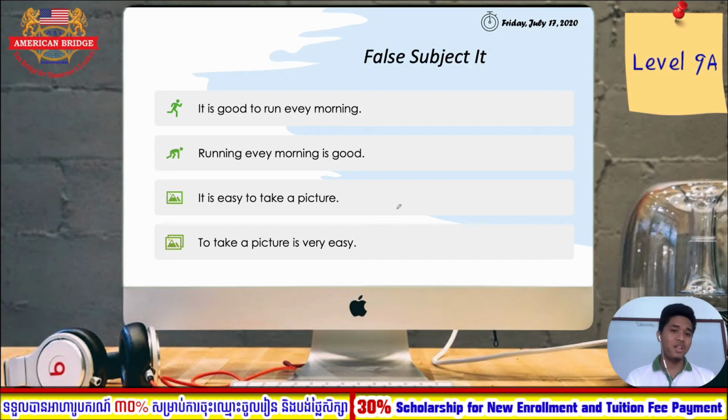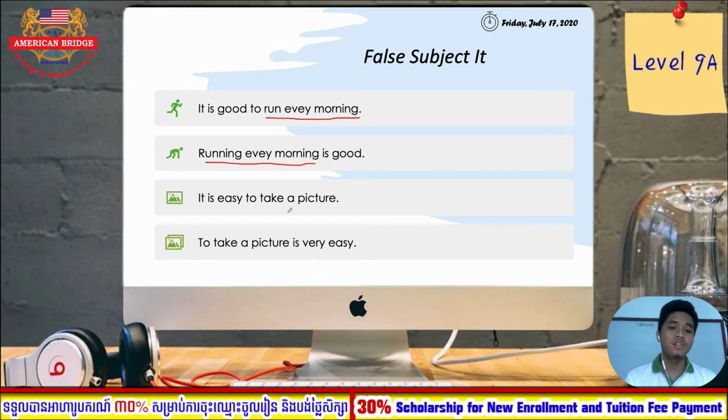Let's move on to another part, which is the subject it. As you already learned, when the subject is relatively long, we tend to use it instead of the whole information. So as you can see, it is good to run every morning. Actually, you can use run every morning as the subject of the sentence. So you can say running every morning is good. But look, the subject is a little bit long. So to make the subject only one word, we need to use it.